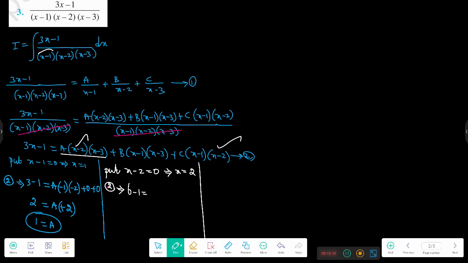In the A term there is x minus 2, so the A term will be 0. In the C term also there is x minus 2, so the C term will also be 0. Then only the B term will be there. So be careful when you apply. The B term: x minus 1, so 2 minus 1 is 1. Next, 2 minus 3 is minus 1. Then the C term will be 0. Be careful when you simplify. 6 minus 1 is 5, which is equal to B into minus 1, that is 1 into minus 1, minus 1. Then minus 5 is equal to B. B value is minus 5. Okay.